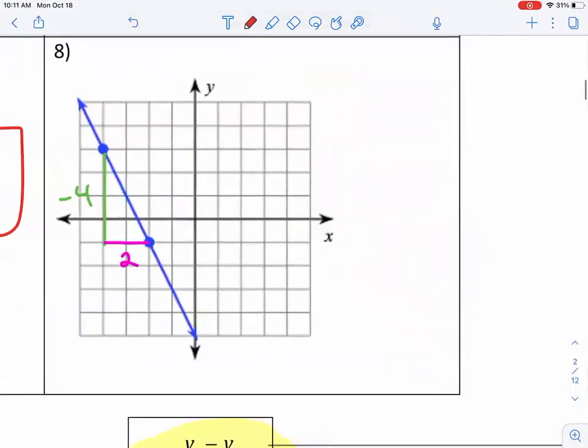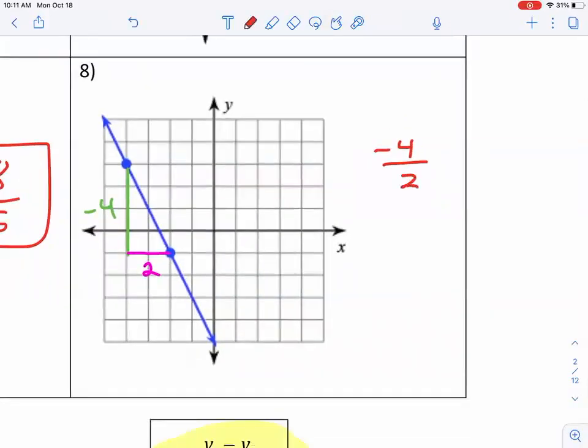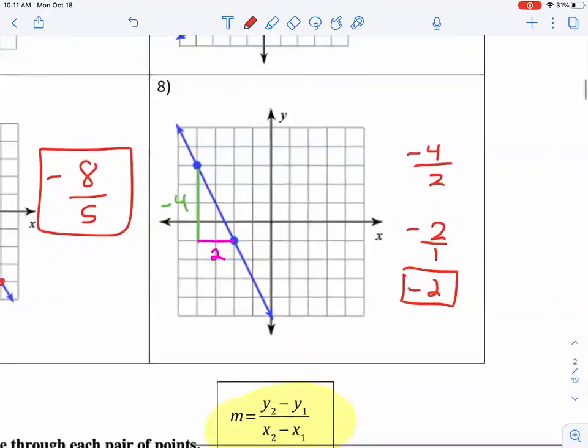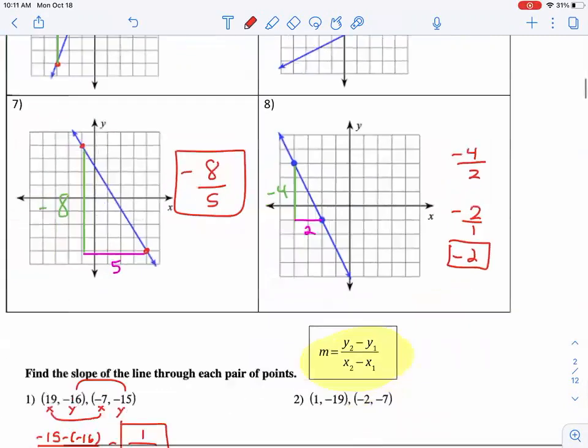So our slope, our rise is -4, our run is 2. And so -4 over 2 is -2 over 1, which you could leave like that, or probably just want to simplify that to -2. Okay. So that's what we did in our last class.